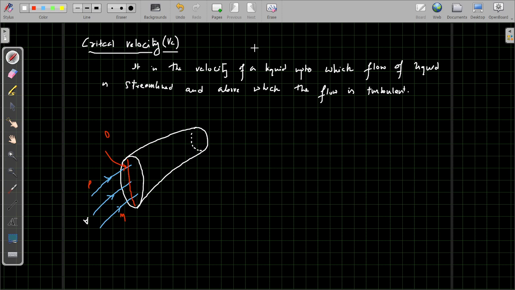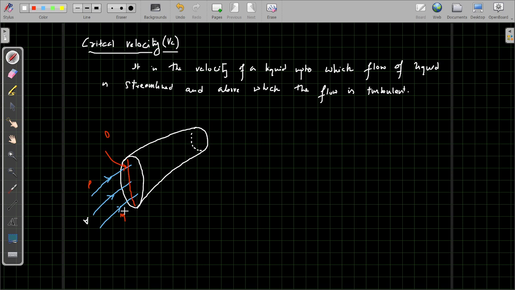We can define it like this: the velocity of a liquid up to which the flow of the liquid is streamlined, and as the speed increases further, the flow of the liquid becomes more turbulent. This is called the critical velocity. The critical velocity of a fluid depends on the density of the fluid, the diameter of the pipe through which it is flowing, and the coefficient of viscosity of the fluid.